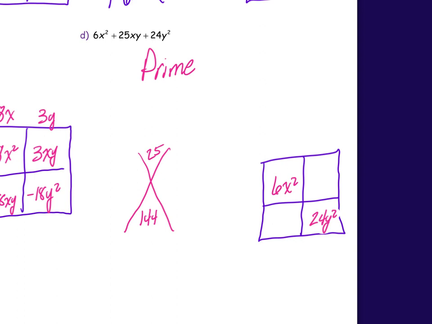Okay, so nothing works on this one. At least I couldn't find anything that worked. The closest is 12 and 12, and that adds to be 24, not 25. So this is prime. It's already factored as low as it can go.